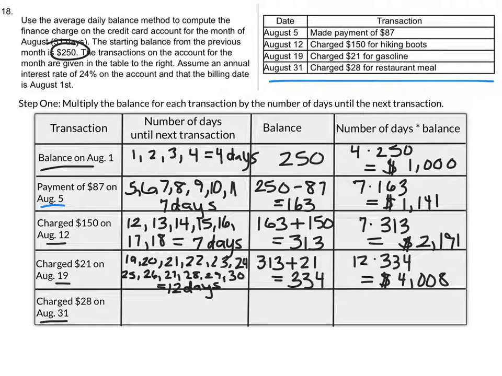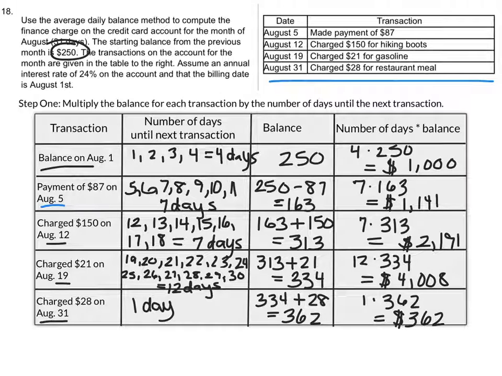Lastly, I charged $28 on August 31st. Now August only has 31 days. So I'll just go to the end of the month, and since I made a charge on the last day of the month, this will just be 1 day. And then I charged $28, so I need to add 28 to my balance. 334 plus 28 is 362. Then 1 times 362 is $362.